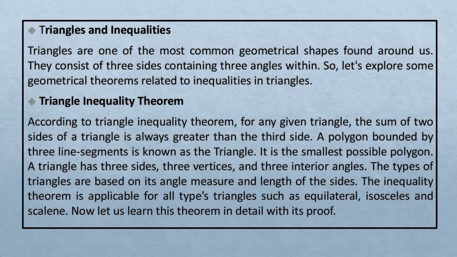A polygon bounded by three line segments is known as a triangle. It is the smallest possible polygon. A triangle has three sides, three vertices, and three interior angles. The types of triangles are based on their angle measure and length of the sides. The inequality theorem is applicable for all types of triangles such as equilateral, isosceles, and scalene triangles. Now let us learn this theorem in detail with its proofs.